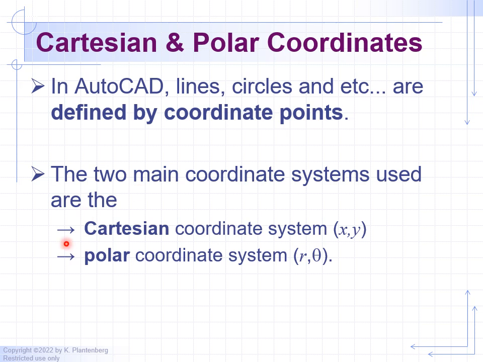So here we go, our Cartesian one, that's our default one. It's going to be X and Y in 2D. And then we're going to use our polar one. That's going to be R and theta, so the radius and the angle.